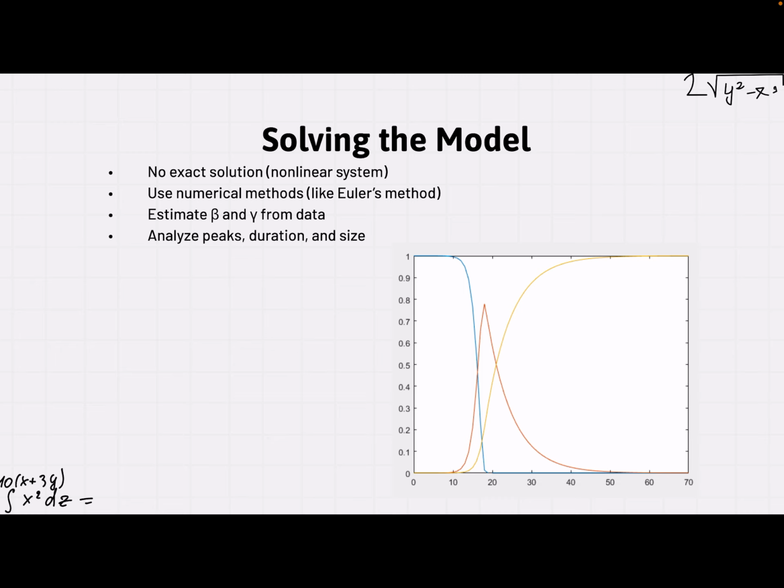In real-life outbreaks, scientists also use data to estimate the values of beta and gamma using curve fitting or statistical methods. Even if we can't get exact solutions, we can still analyze the system. When does the infection peak? How long will it last? And what percentage of the population will eventually recover?